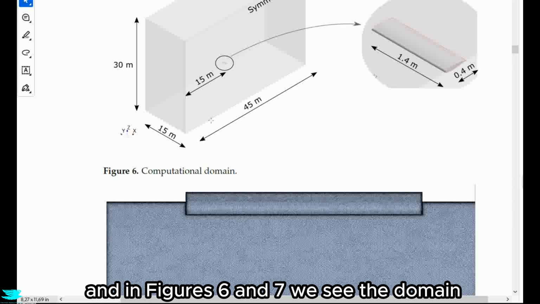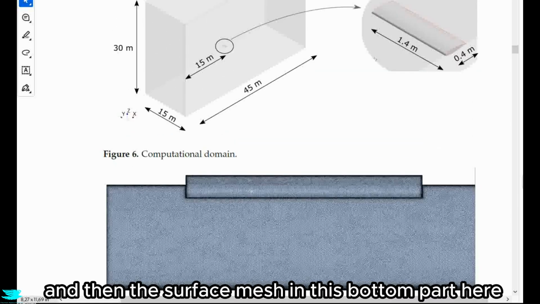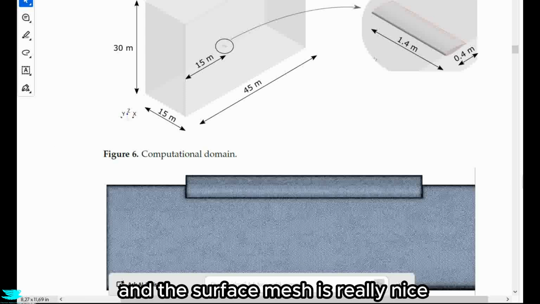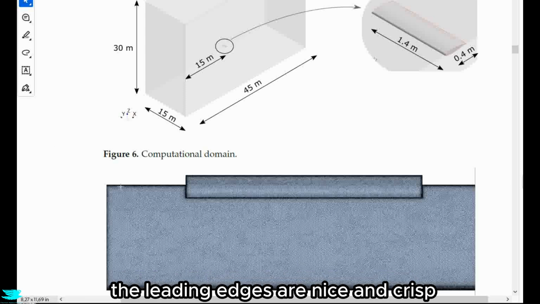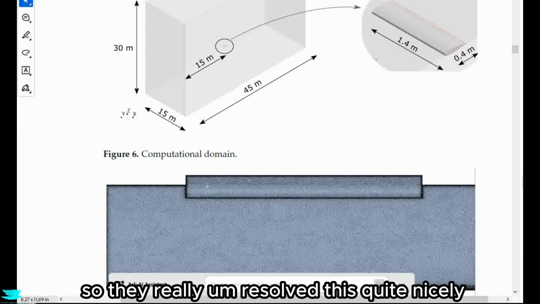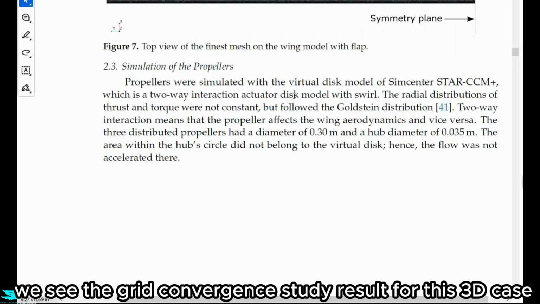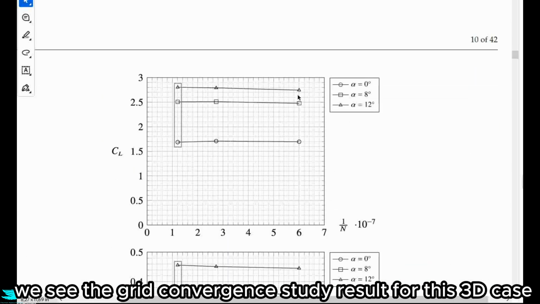And in figures 6 and 7, we see the domain with the wing and then the surface mesh in this bottom part here. And the surface mesh is really nice. The leading edges are nice and crisp, as are the trailing edges and around the flap. So they really resolved this quite nicely. Now in figure 8, we see the grid convergence study result for this 3D case.